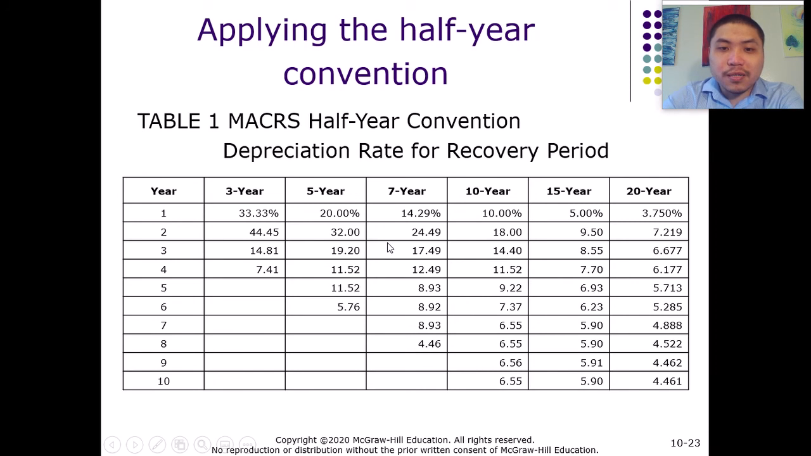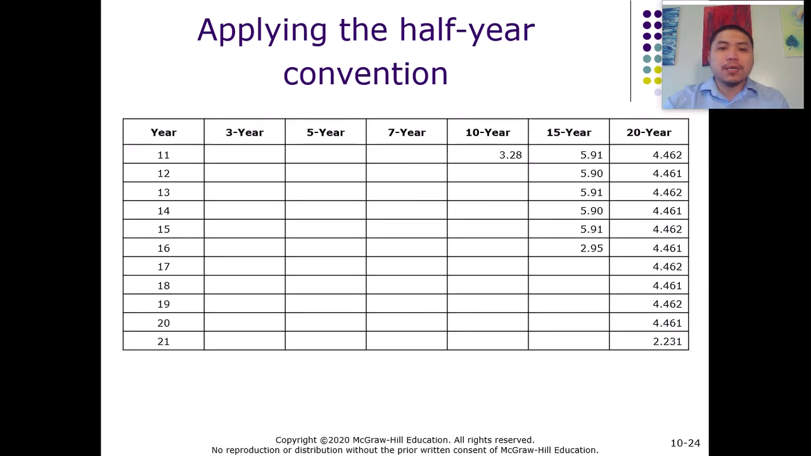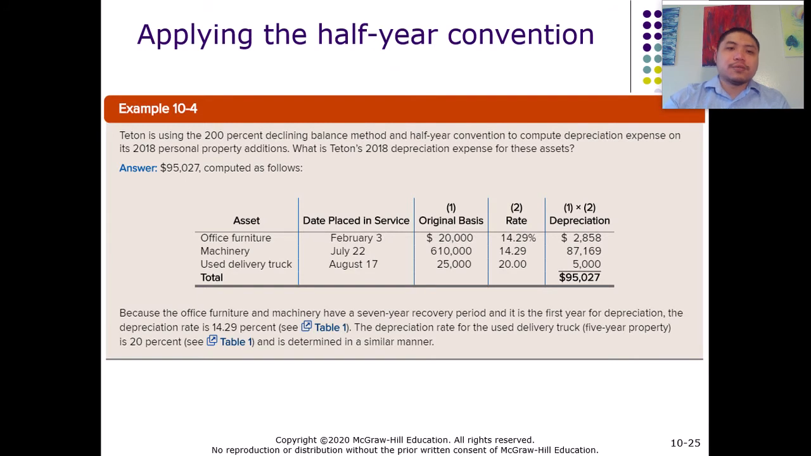So let's say I'm trying to calculate the 3rd year depreciation expense for an asset that I put into service 3 years ago, and the asset is a truck. A truck's recovery period is 5 years, and for the 3rd year, the depreciation percentage is going to be 19.2%. So I know the year and I know the recovery period, so I can figure out the depreciation percentage. So let's look at an example.